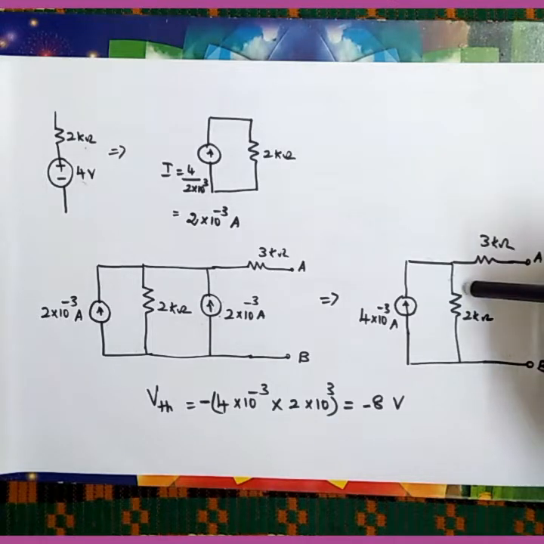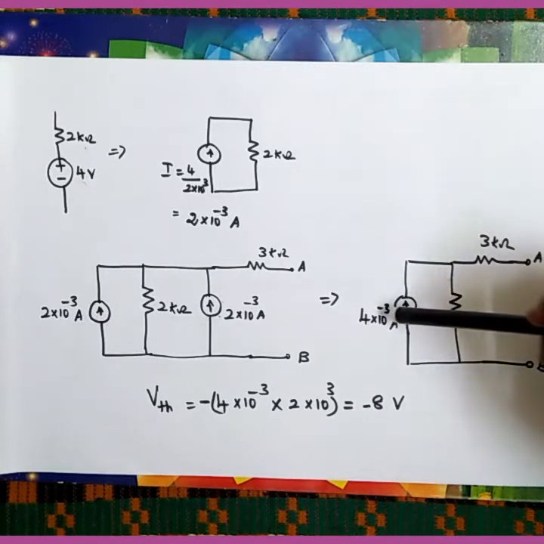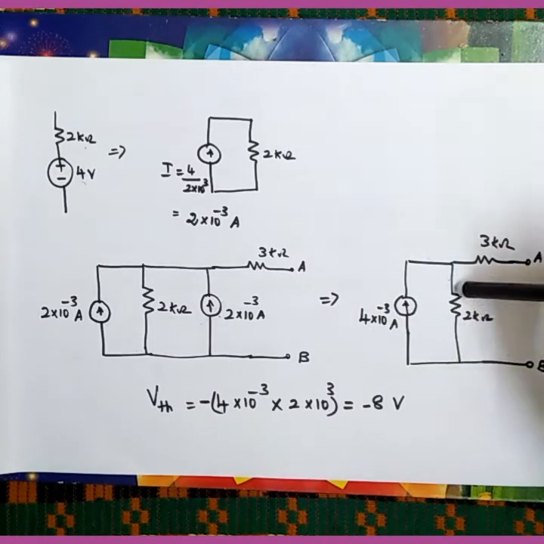Now we need the voltage drop across this resistor. Whatever current is coming from the 4 milliamps current source is going to flow through the 2 kilo ohm resistor. So the current flowing through the 2 kilo ohm resistor is 4 milliamps, into the R value of 2 kilo ohm. That is going to give you the voltage drop across this resistor.